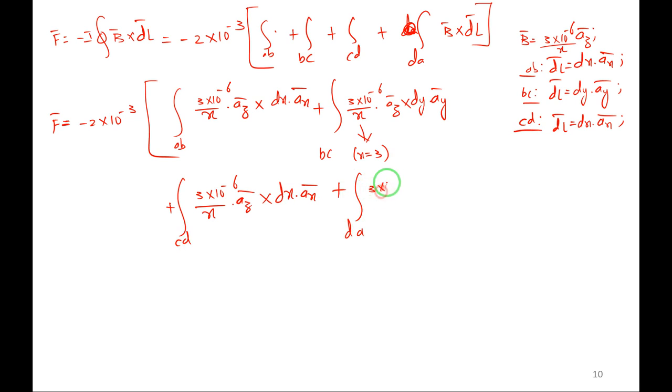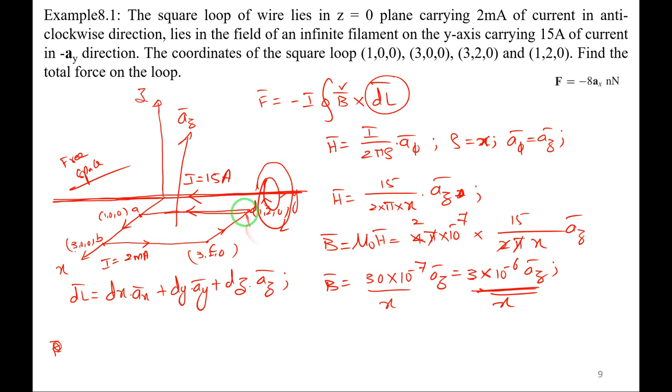Next, integration with respect to DA. So 3 into 10 power minus 6 by x az cross, along DA, what is the dl vector? Along DA, it is here, right? It is once again with respect to y only, right? I don't have x component and z component, only y.